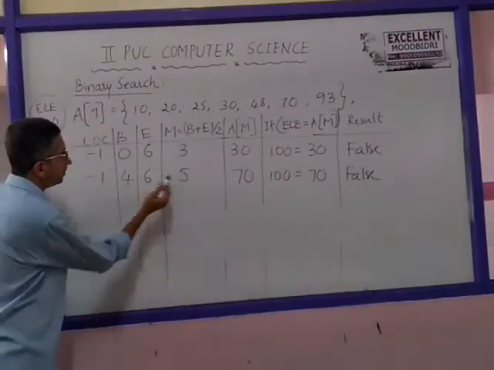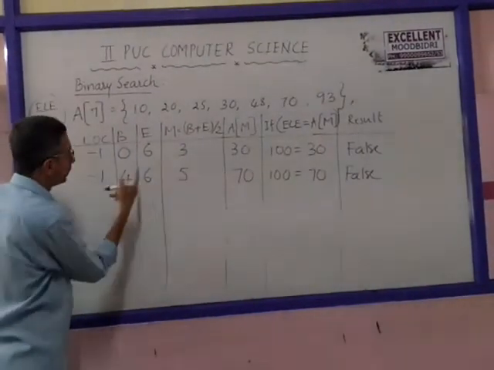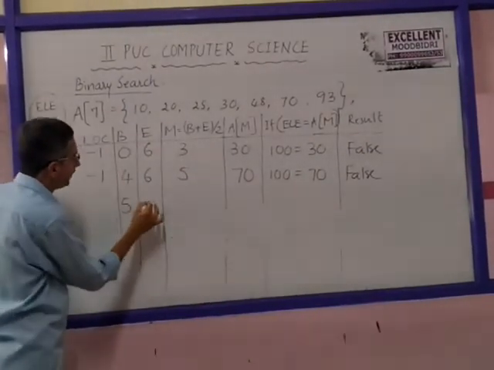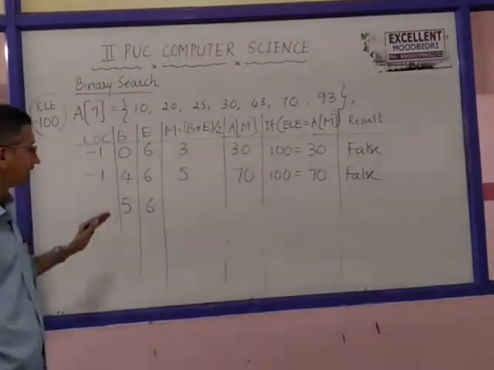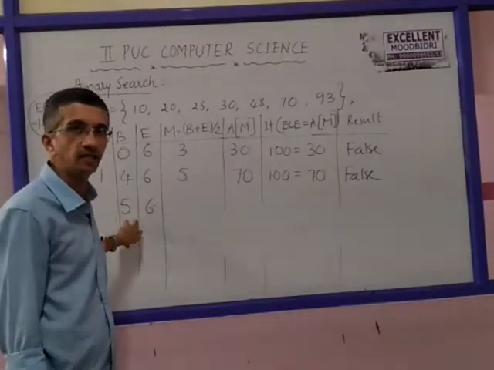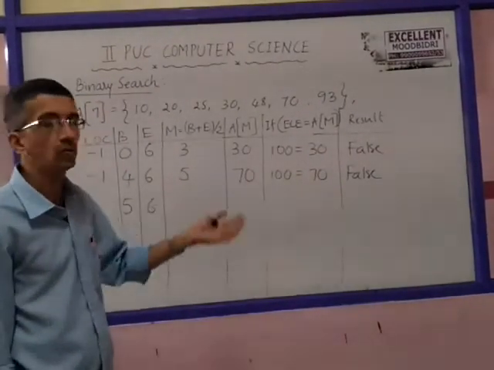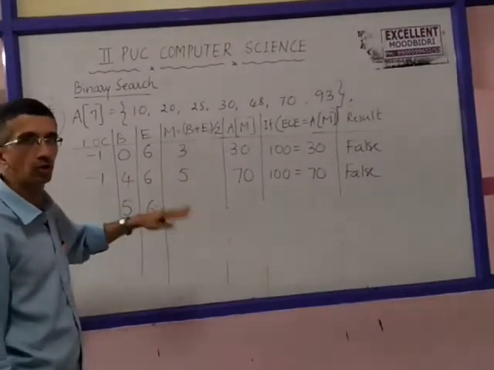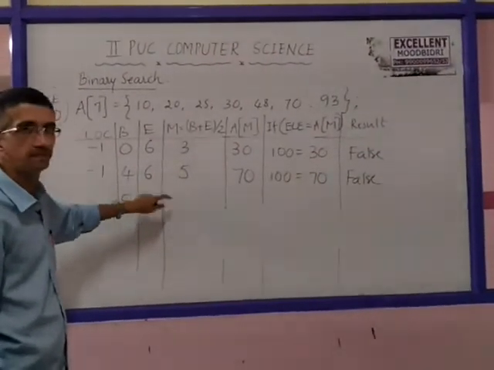Beginning changes. Mid plus 1, mid is 4, plus 1, 5. End remains at 6. Correct? Again into the loop condition. Beginning is less than or equal to end. True. 5 is less than 6. True. Into the loop.